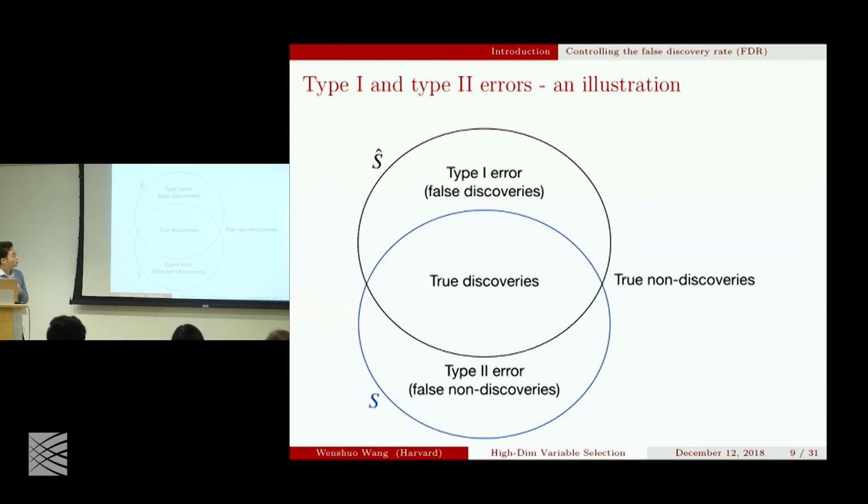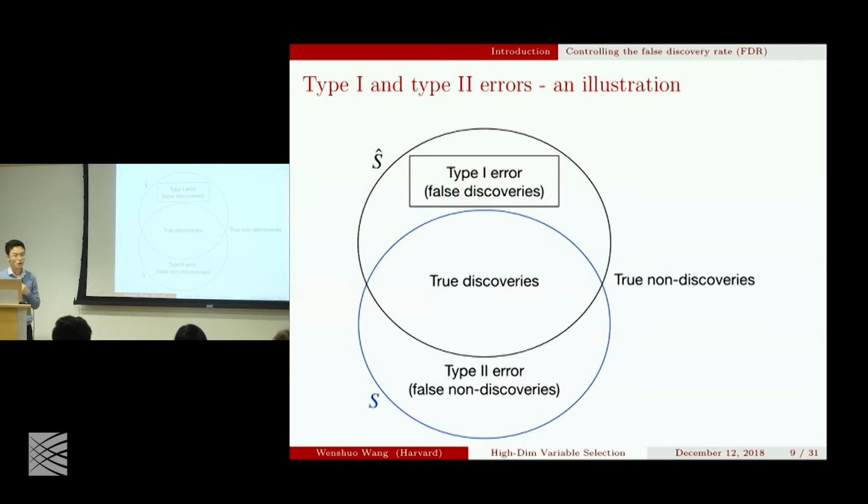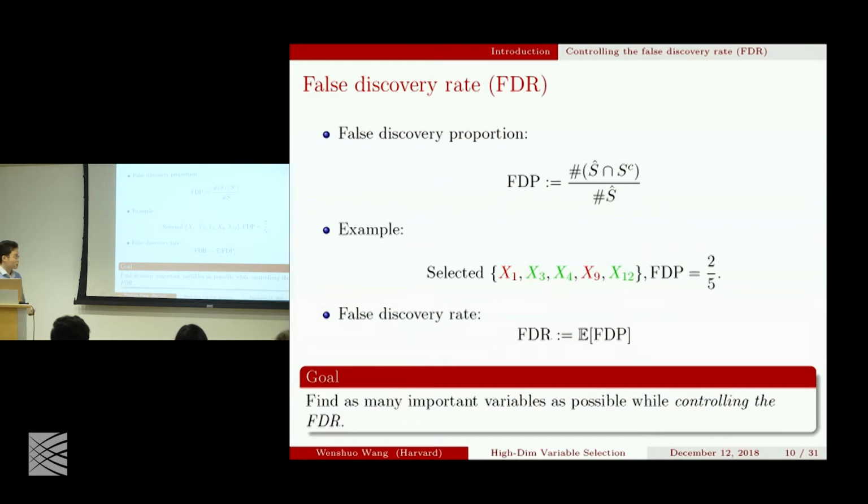So obviously, we want to minimize type 1 error and type 2 error, but of course, it's very hard to do both at the same time, so we have to have some priority. And our priority usually is going to be the type 1 error, so we want to control type 1 error first. We'll see why that's the case in a minute. So how do I actually define the type 1 error rate and control it? This brings us to the definition of FDR, the false discovery rate.